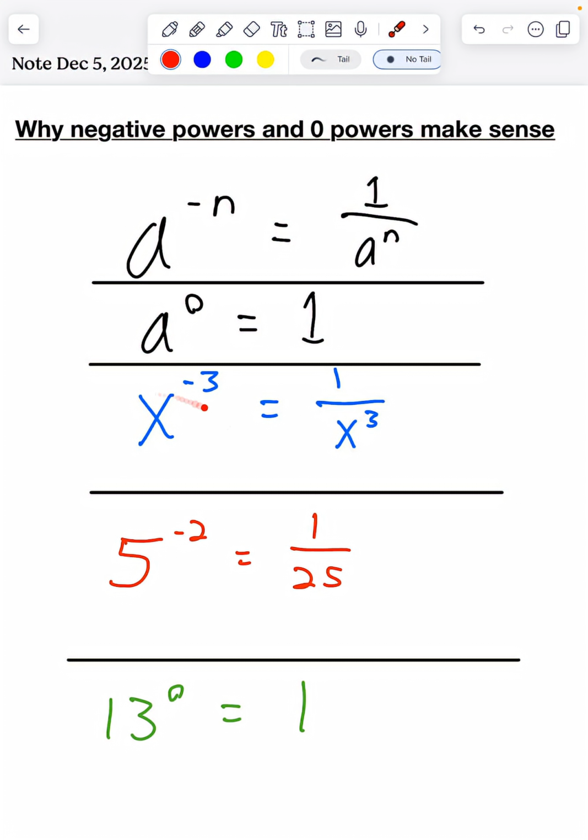Okay, just a couple examples. So x to the negative 3 is going to be 1 over x to the 3. 5 to the negative 2 is going to be 1 over 25, or 1 over 5 squared. And then anything to the power of 0, like 13 to the power of 0, is 1. Okay, but why is that the case?